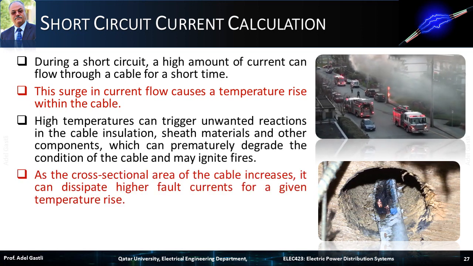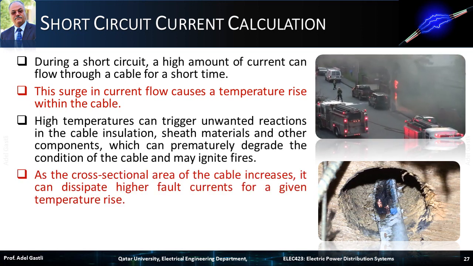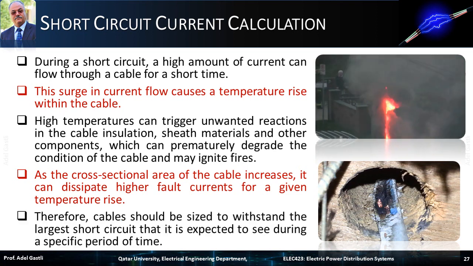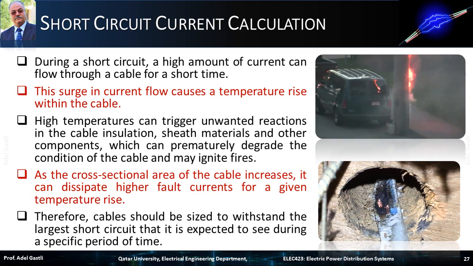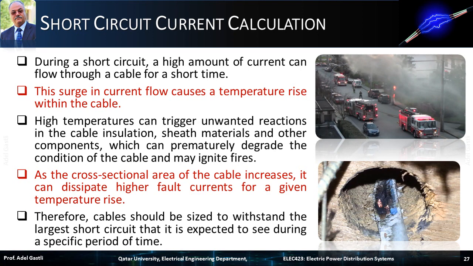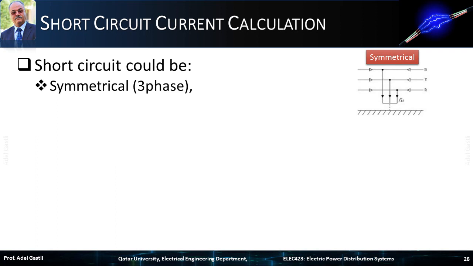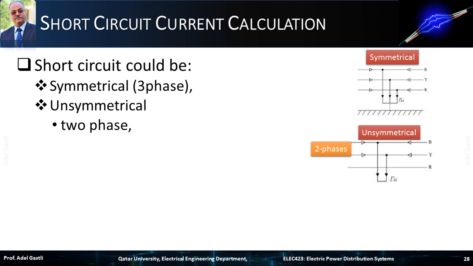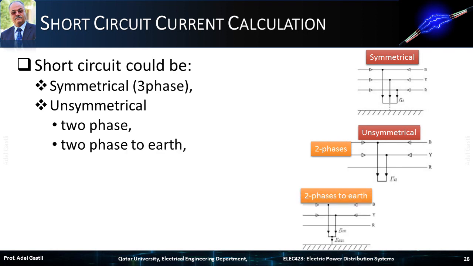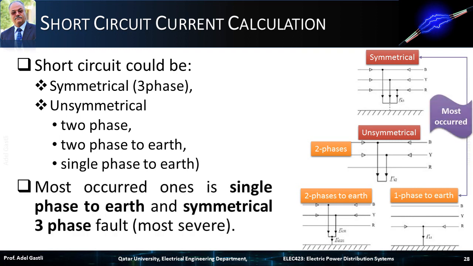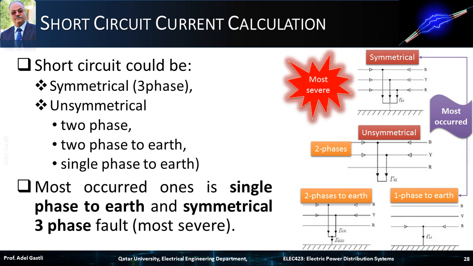As the cross-sectional area of the cable increases, it can dissipate higher fault currents for a given temperature rise. Therefore, cables should be sized to withstand the largest short circuit that it is expected to see during a specific period of time. Short circuit could be symmetrical, such as in three-phase fault, or unsymmetrical, such as two-phase fault, two-phase to earth fault, or single-phase to earth fault. Note that the most frequently occurring one is the single-phase to earth fault, and the symmetrical three-phase fault is the most severe.